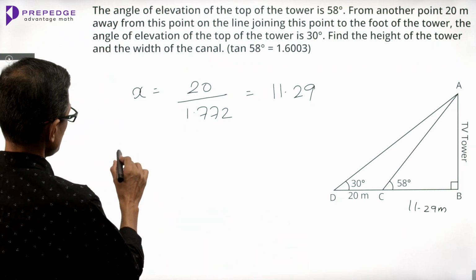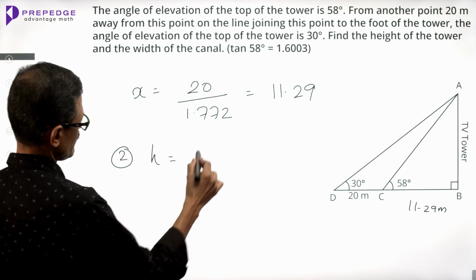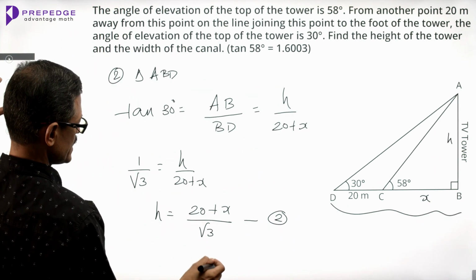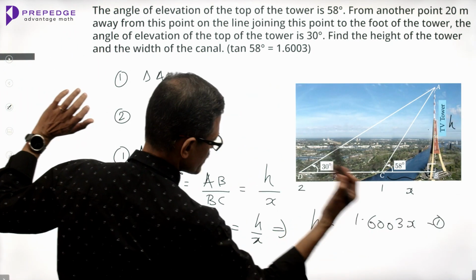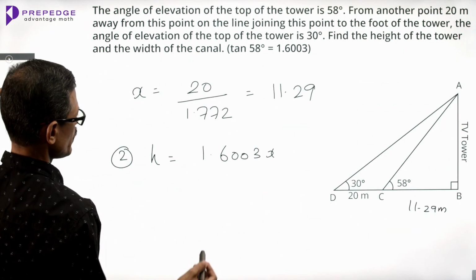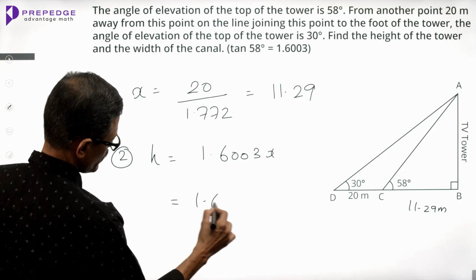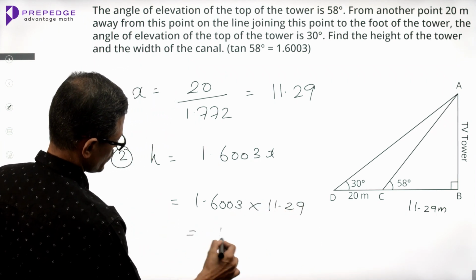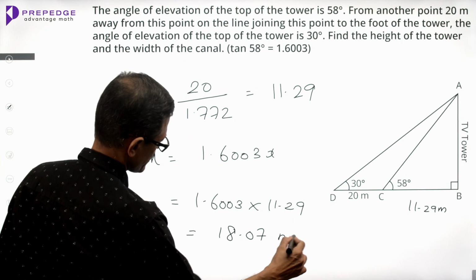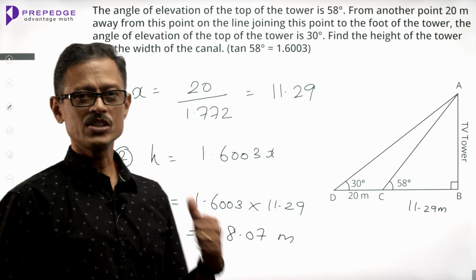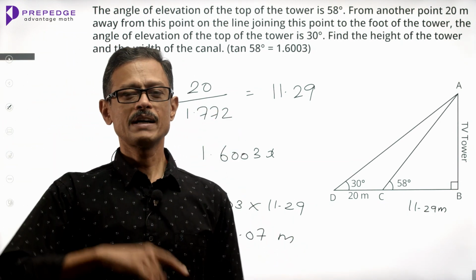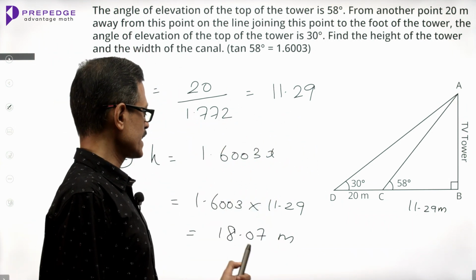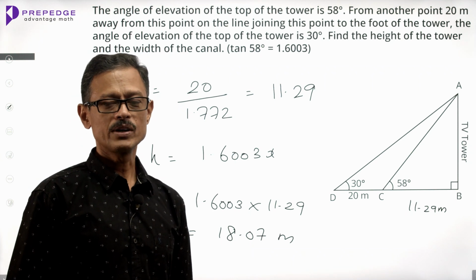Step 2, we will have to find out the height of the TV tower. Height of the TV tower is 1.6003x, right? Equation 1 பார்க்கலாம், that's the easiest equation to find out. So, this is 1.6003 into 11.29, that will work out to 18.07 meters, right? இந்த calculation கொஞ்சம் time consuming, பொறுமையா பண்ணுங்க, பண்ணி get conversant with it. The answers are: 11.29 is the width of the canal, height of the TV tower is equal to 18.07 meters.